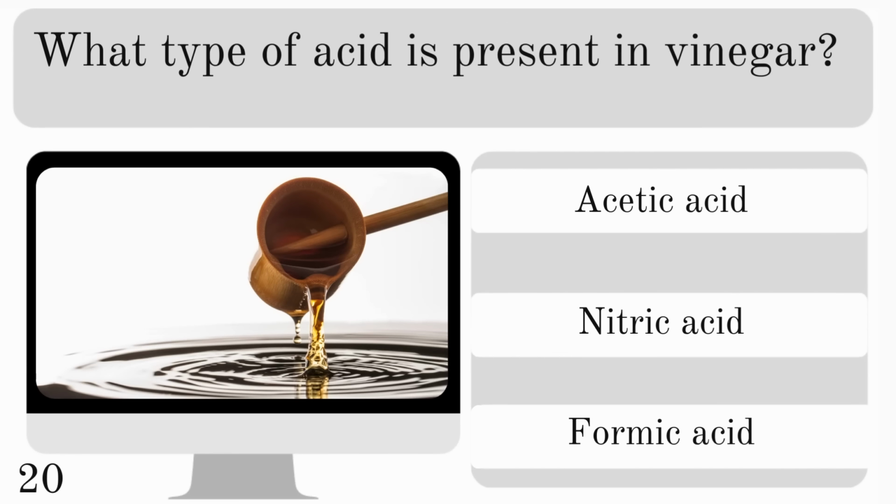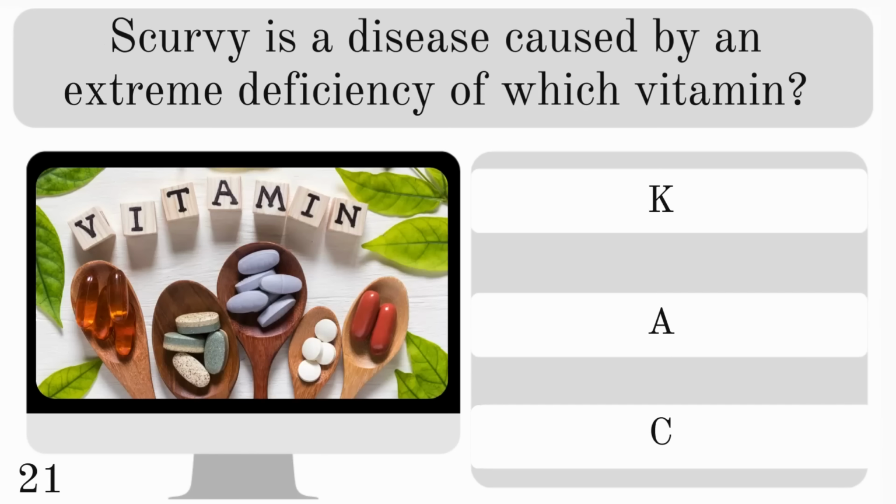Which type of acid is present in vinegar? Is that acetic, nitric, or formic acid? The correct one here, acetic acid. Scurvy is a disease caused by an extreme deficiency of which vitamin? Is that K, A, or C? And that is vitamin C.